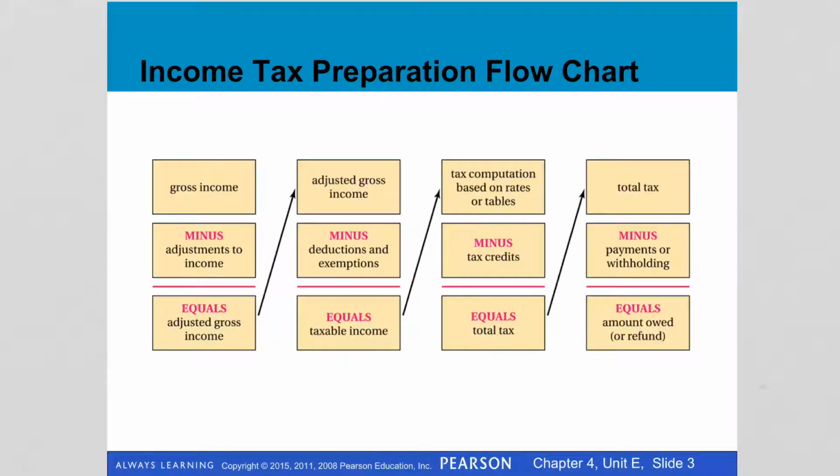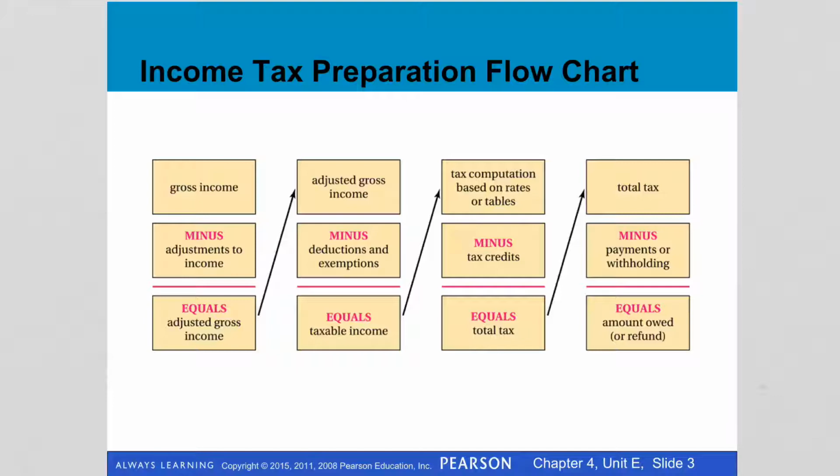Okay, so how do you prepare income taxes? Well, you start with your gross income. That's all the money you've made. And you take off any adjustments, like money that you put into tax-deferred payment plan things, and retirement and healthcare and all that. That gives you your adjusted gross income. Then you take off deductions and exemptions, and that gives you your taxable income.